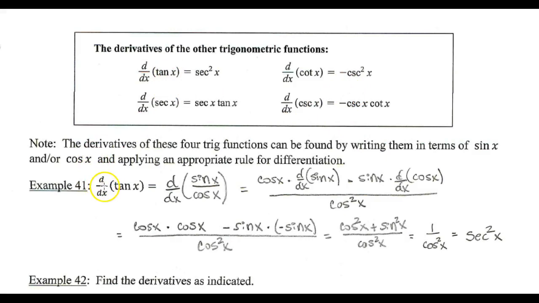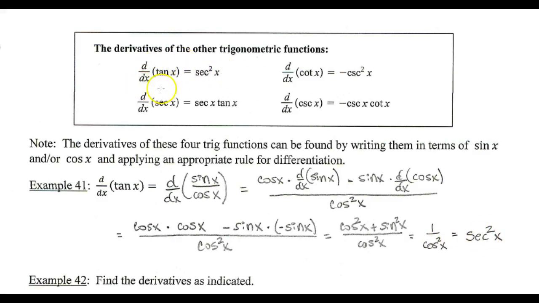So for example, if I want the derivative with respect to x of tangent of x, well, tangent of x I know is sine of x over cosine of x. So derivative with respect to x of sine x over cosine of x, that's a quotient. So I'm going to use the quotient rule. Low d high minus high d low over low low, or low squared. So it's cosine of x times the derivative of sine of x, which is cosine of x, minus sine of x times the derivative of cosine of x, which is minus sine of x. So that becomes cosine squared x plus sine squared x over low low, which is cosine squared x. Notice that cosine squared x plus sine squared x is the Pythagorean identity. That's 1. So 1 divided by cosine squared x is secant squared x.